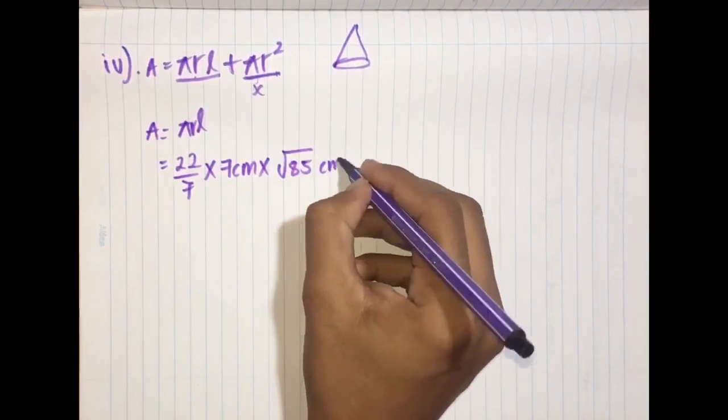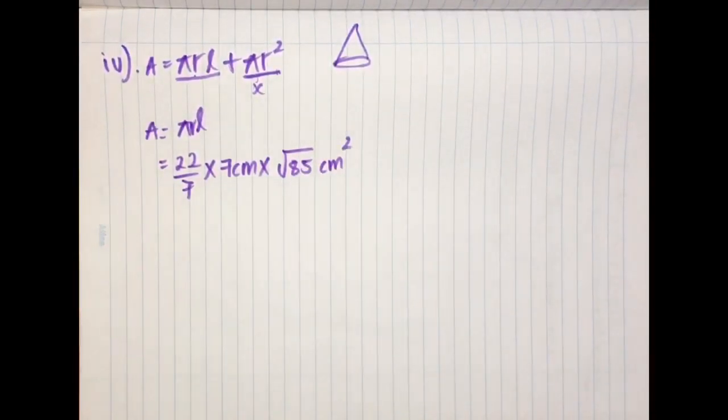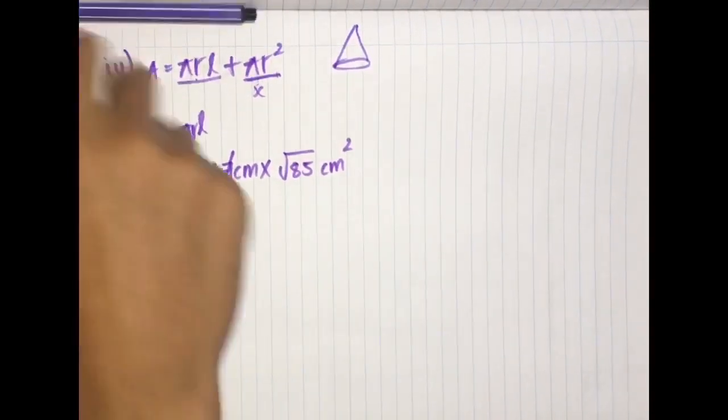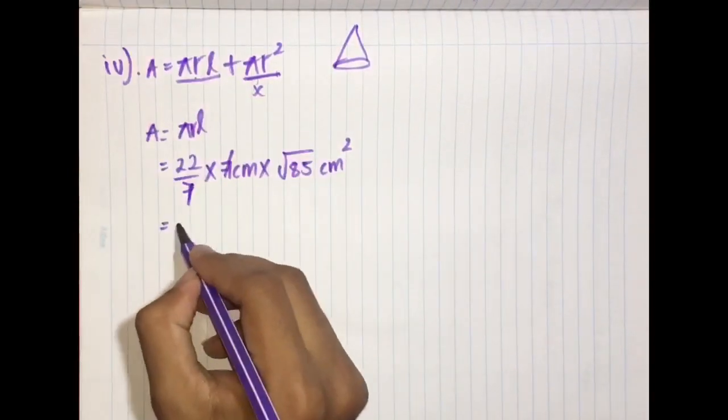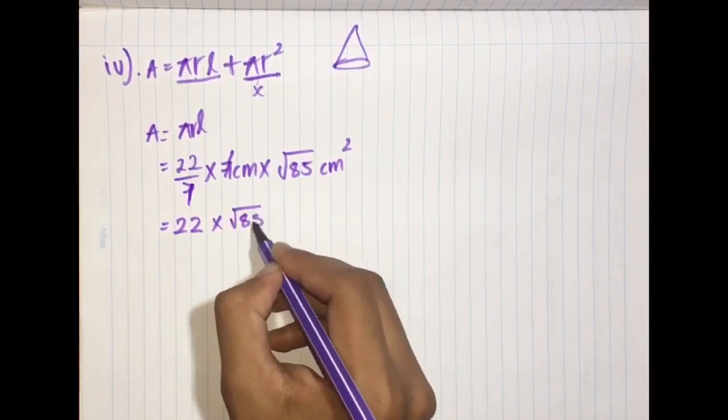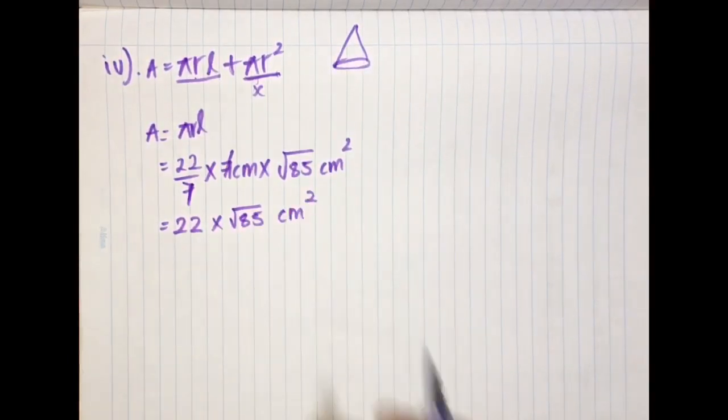This is where you have to use logarithmic tables. This will cancel off. So you have to finally multiply 22 by root of 85. Answer will be in square centimeters. Now how do you use logarithmic table? I hope you can solve with that.